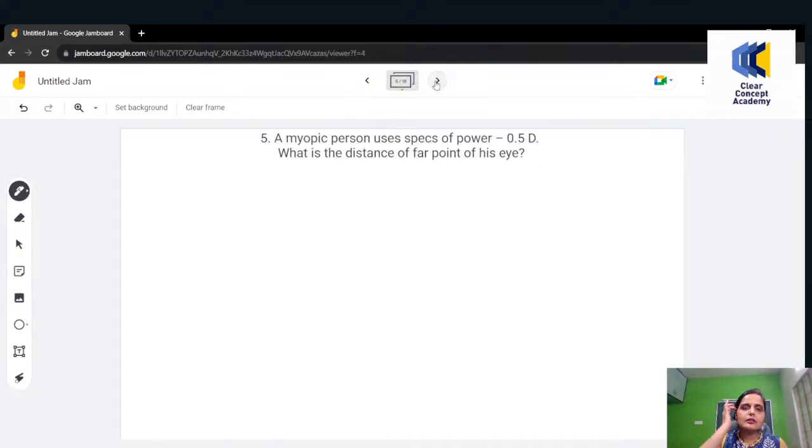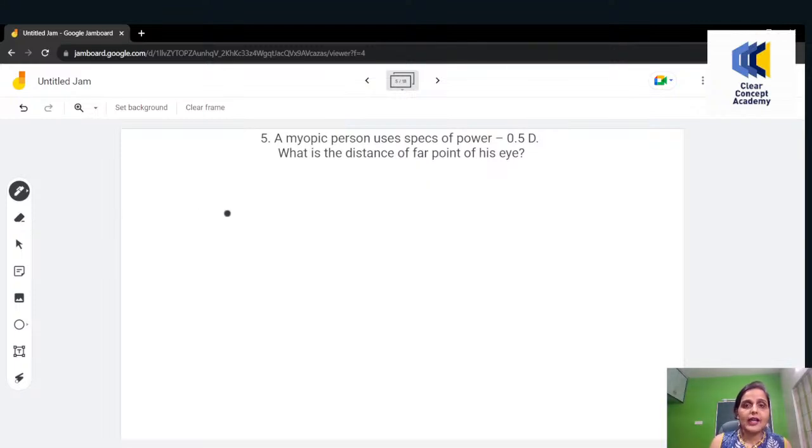A myopic person uses specs of power minus 0.5 diopter. What is the distance of the far point of his eye? Whenever they mention a myopic person, that defect is myopia, and if they are asking you to find the distance of the far point, it means they are asking you to find the distance of the shifted far point. And how do we denote that shifted far point? It is nothing but the image distance.